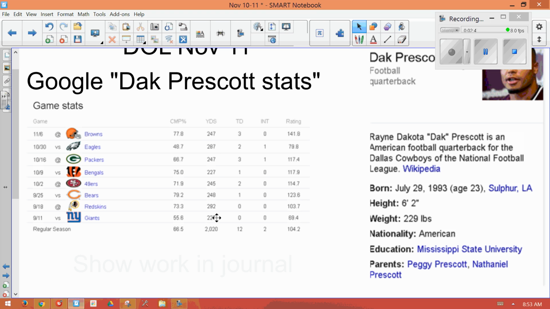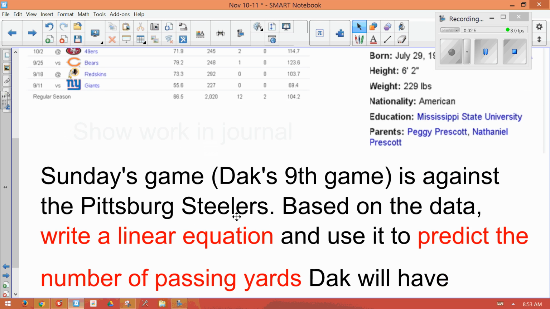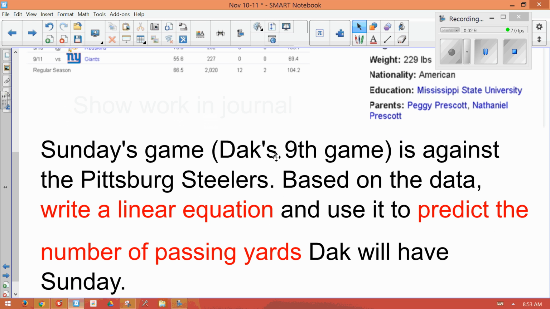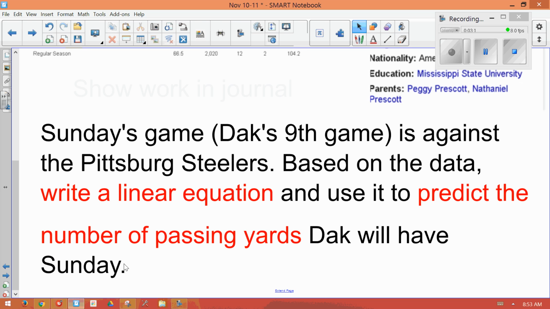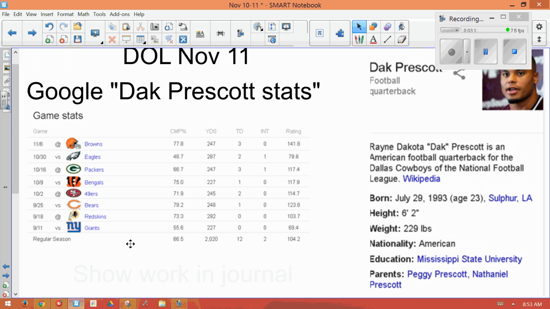What we want to do is predict, using a linear regression, how many yards he would throw for in the 9th game, which is against the Steelers. Sunday's game, Dak's 9th game, is against the Pittsburgh Steelers. So based on the data that we see, write a linear equation and use it to predict the number of passing yards Dak will have Sunday. So that's what we want to do.